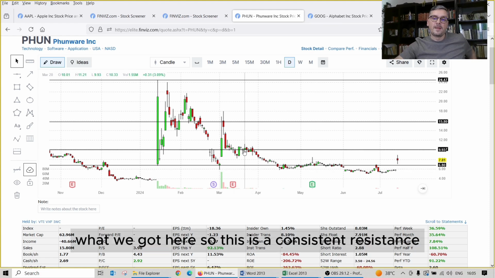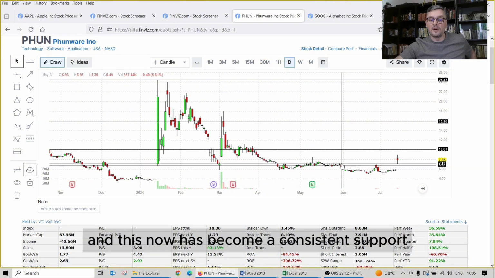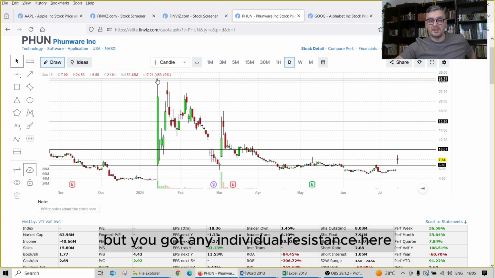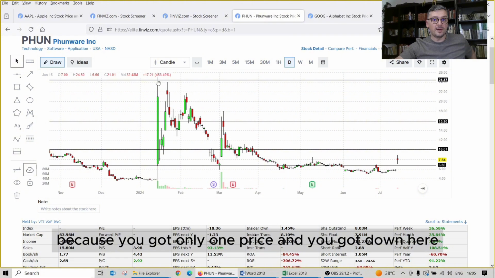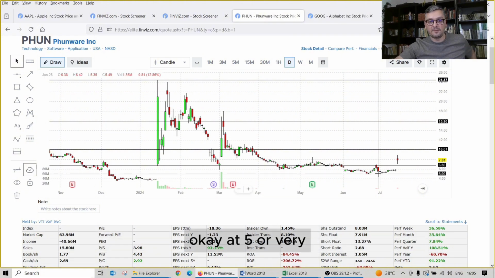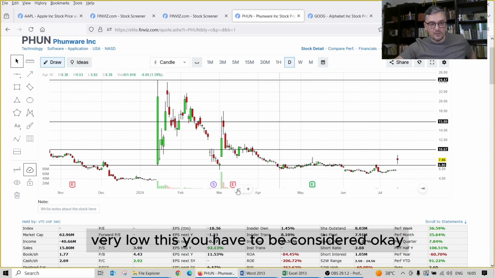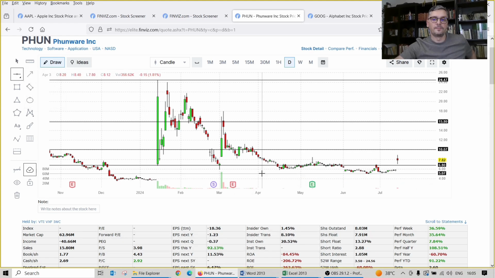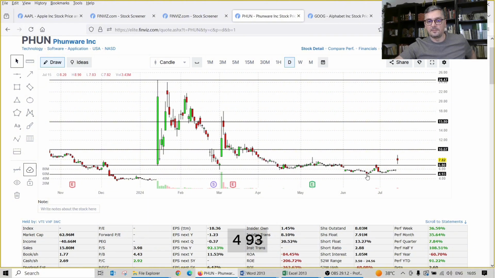So this is a consistent resistance, and this now has become a consistent support. But you've got an individual resistance here because you've got only one price, and you've got down here, at 5 or very, very low. This you have to disregard. 4.93.